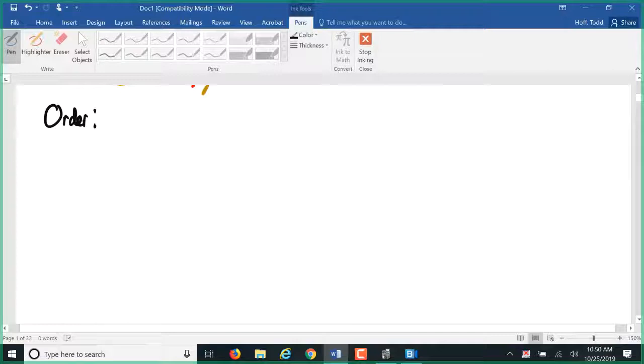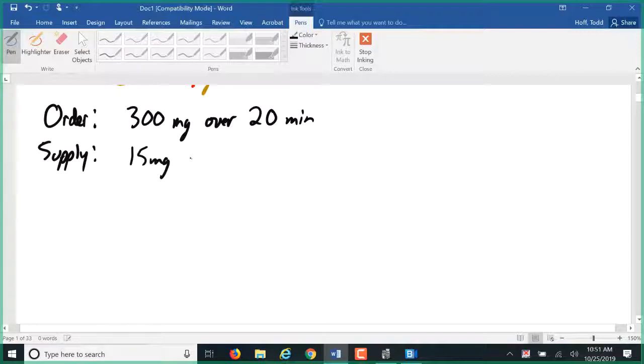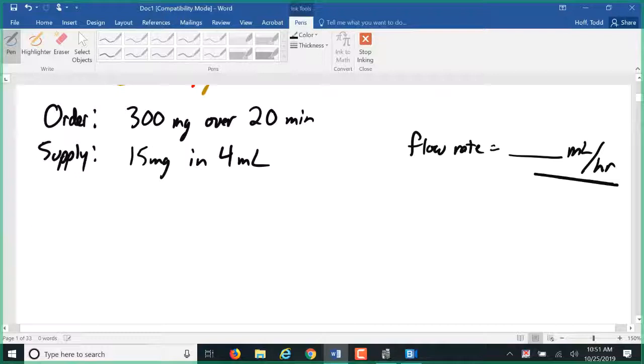So let's look at an order here for 300 milligrams over 20 minutes. Our supply label tells us that this is 15 milligrams in 4 milliliters. I want to find my flow rate, and let's say that for some reason we want this one in milliliters per hour. Give you a minute to figure that out.